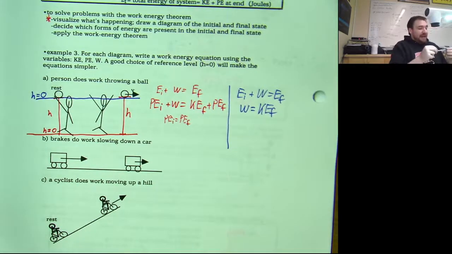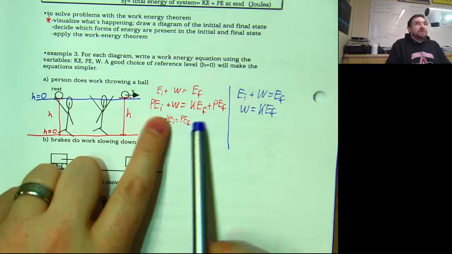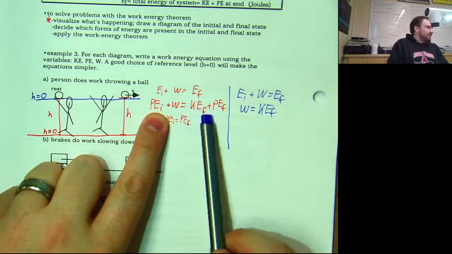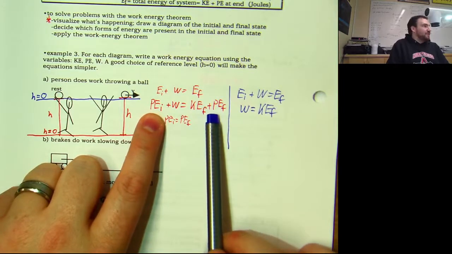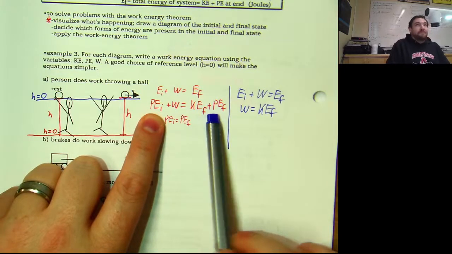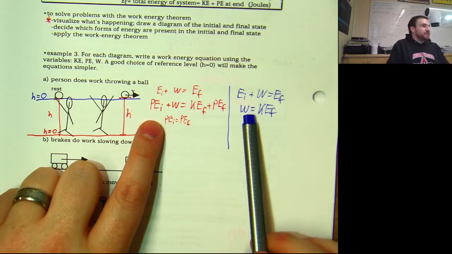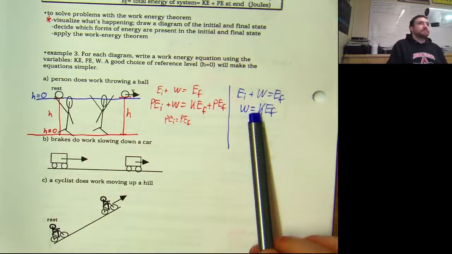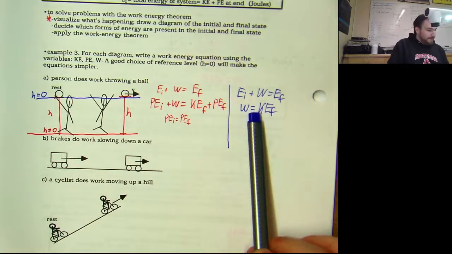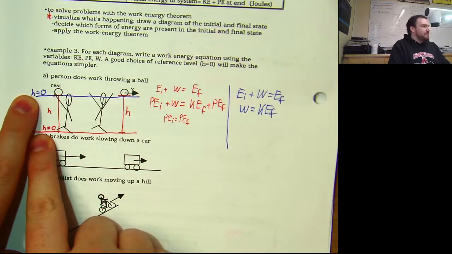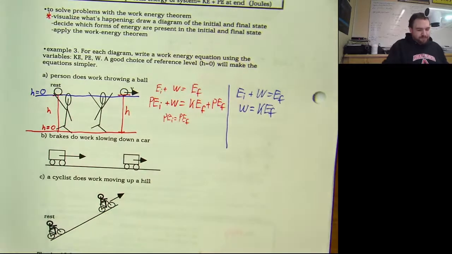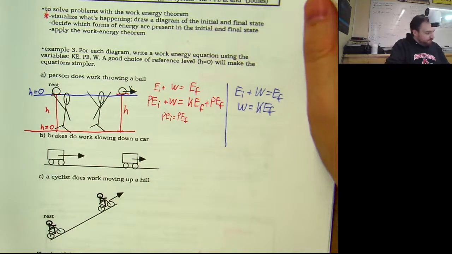So by choosing a best reference height, you can make your life easier or harder. I mean, is this hard to do? No, but by adding extra terms in there, you're increasing your chance of screwing something up. This is really easy. There's one term on each side, okay? We cool with the idea of choosing a best reference height?